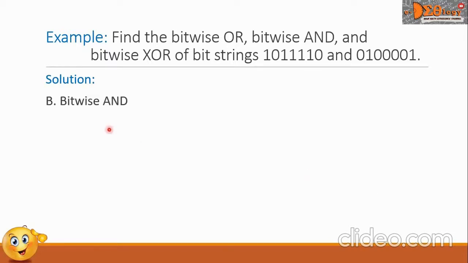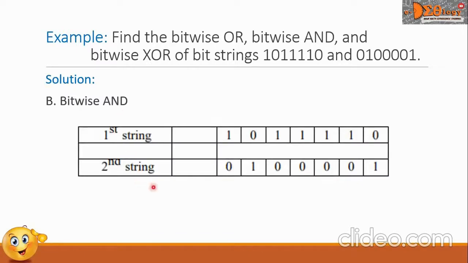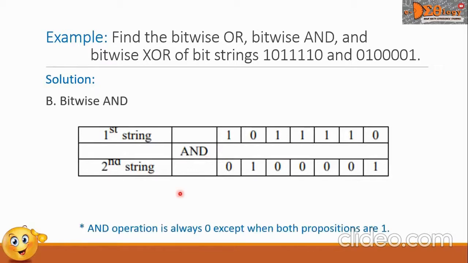Now letter B, the bitwise AND. The two strings are here. Let us do the operation AND. Remember that AND operation is always 0 except when both propositions are 1.